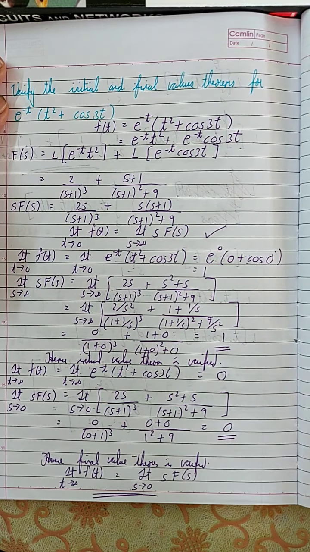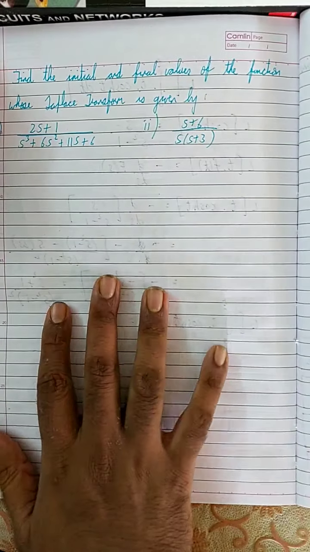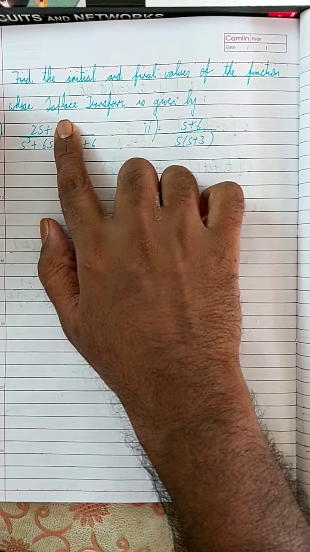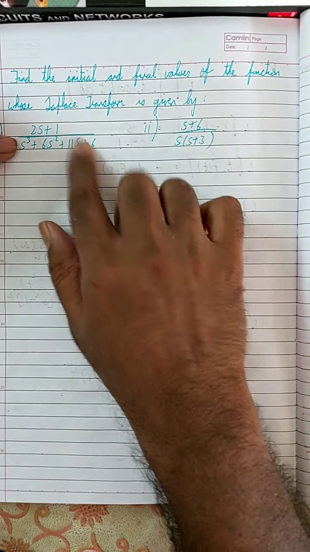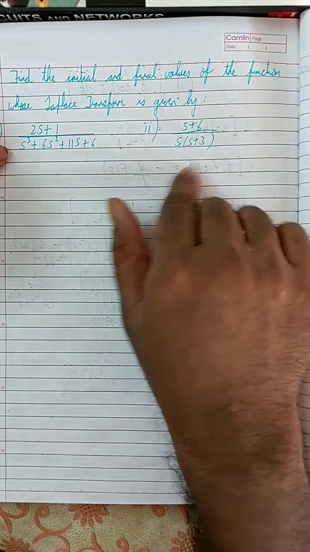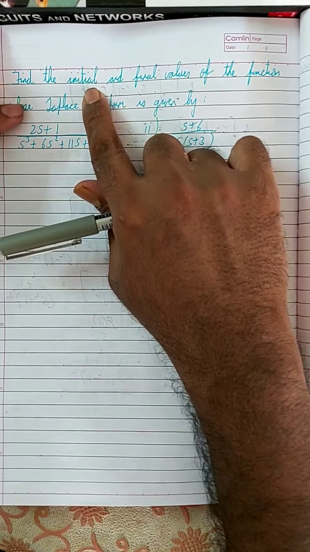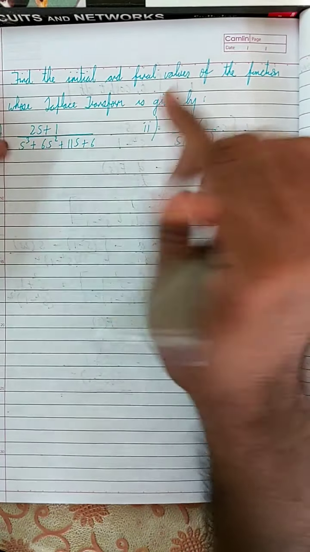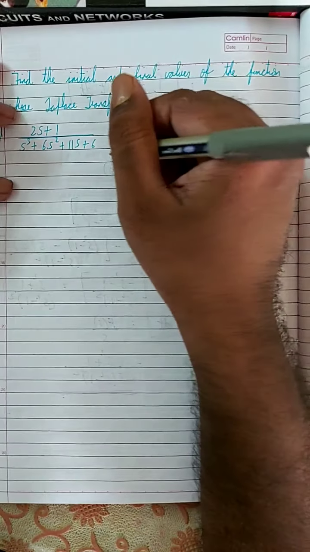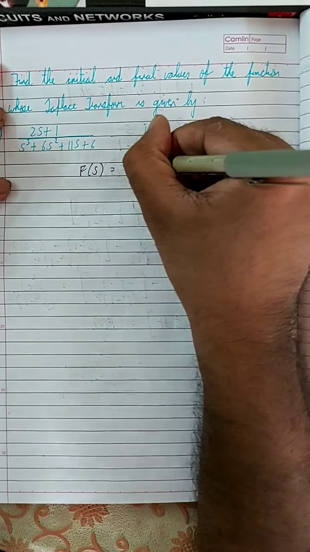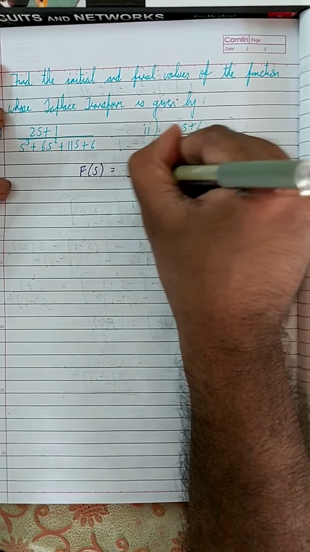Let's do another question. Here the question is, find the initial and final values of the function whose Laplace transform is given by these two questions. Let's do this question. So first I'll find the initial value of the first question. Here f of s is already given, so all I need to do is simply apply the equation.